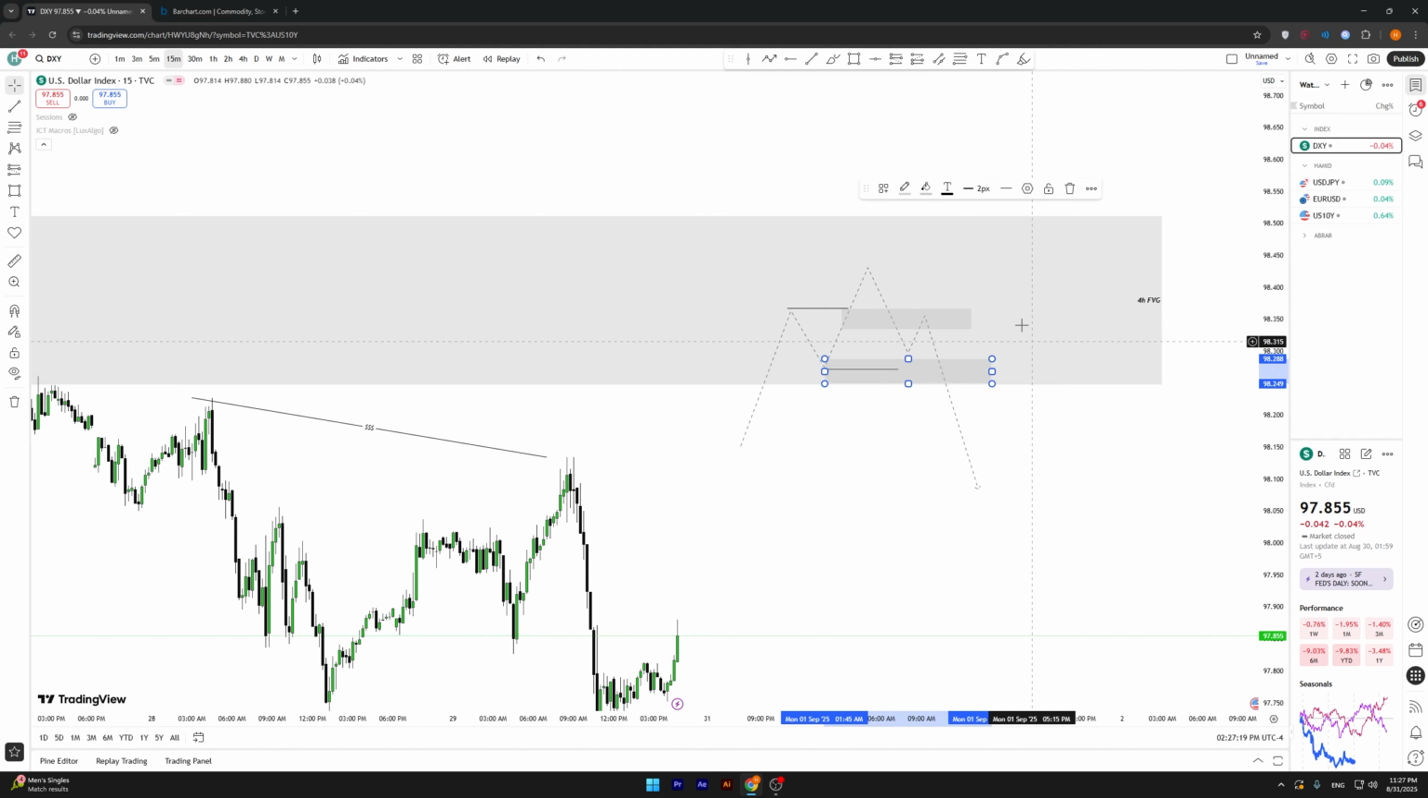So this is breaker block. This is my second entry. I will wait for price to come back, and then I will enter and will target this low.